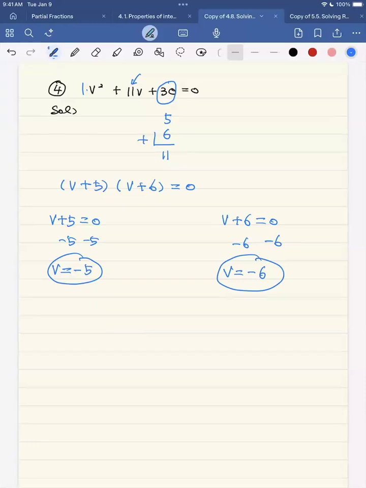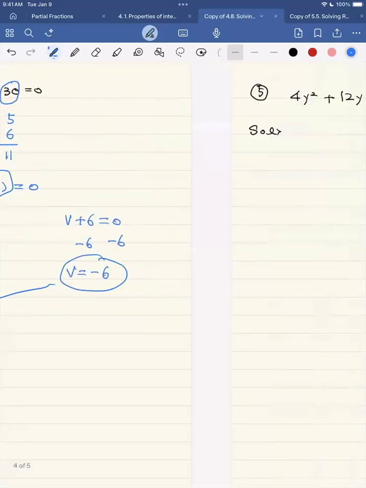So this solution makes either the first factor or the second factor 0. So when we multiply them, that becomes 0.